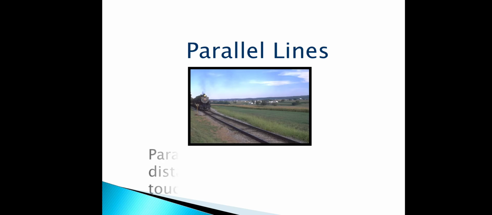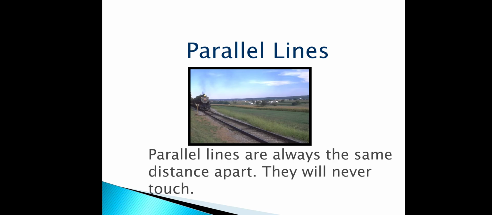The parallel lines are always the same distance apart. They will never touch, like the bars of the train tracks. They will never meet at any point.